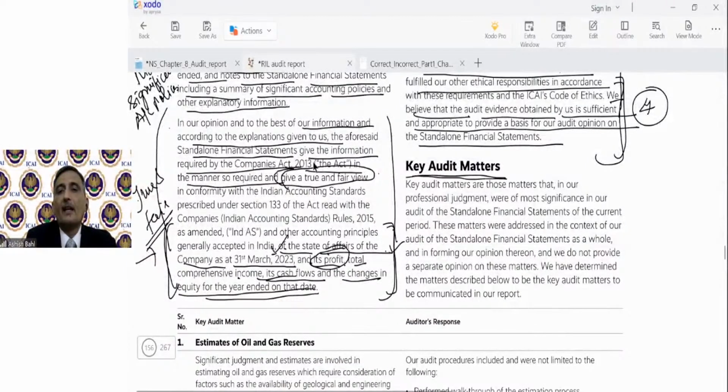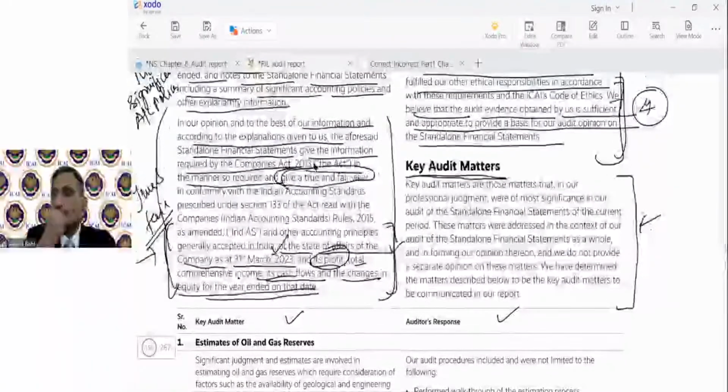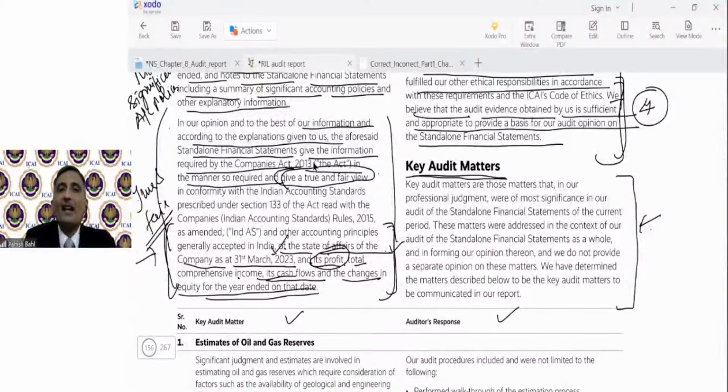So there is a separate heading, separate section, key audit matters. First of all, it defines key audit matters and then it states that these are the key audit matters and what are the auditor's response. So it defines key audit matters. We would be studying this when we come to SA 701.